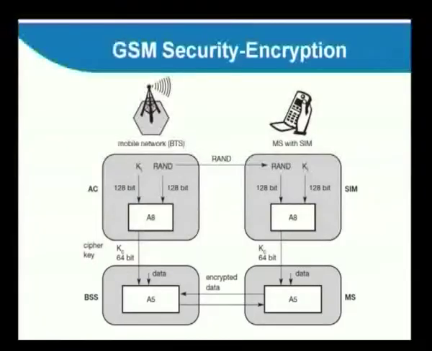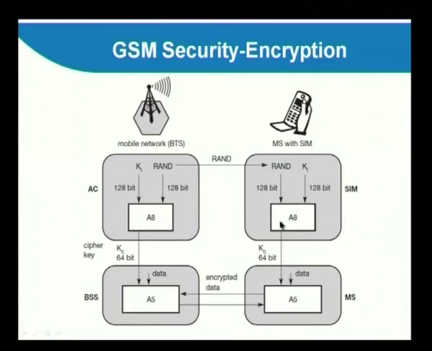Let us map our discussion in the diagram. Here this is the mobile network part, and this is the mobile station with the SIM card. Now the algorithm A8 is used in the authentication center. KI and RAND are the two values taken by the algorithm A8. Using these two values, the algorithm A8 generates the KC, and the SIM card is provided with the RAND value.